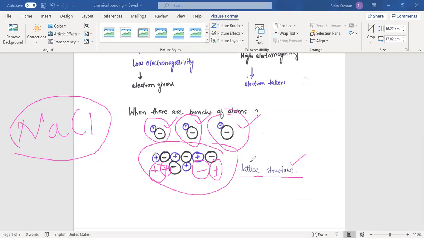What specifically is a lattice? Lattice means the regular arrangement of constituent particles. What are constituent particles? Atoms, ions or molecules are called constituent particles. So in a lattice, the regular arrangement of constituent particles takes place in a 3D structure. You can see that 3D structure in the next figure.